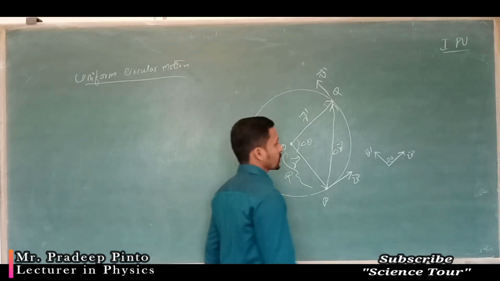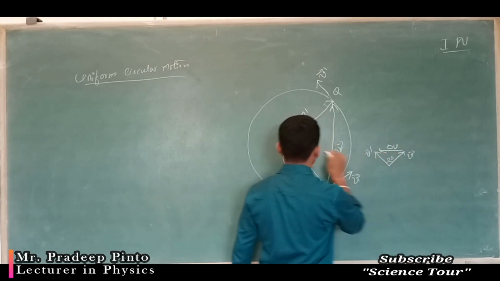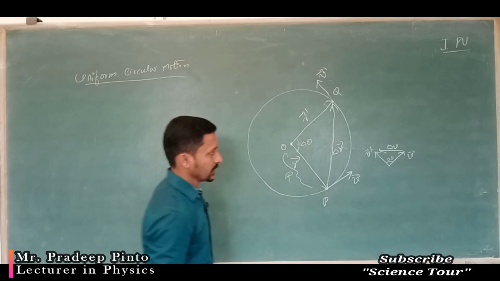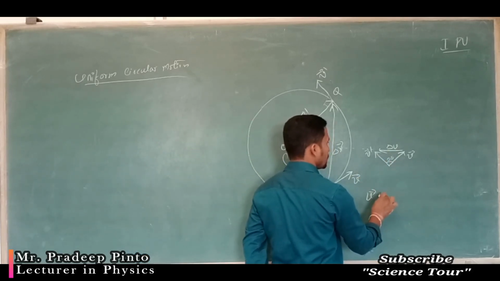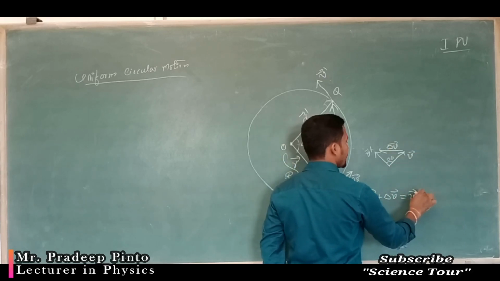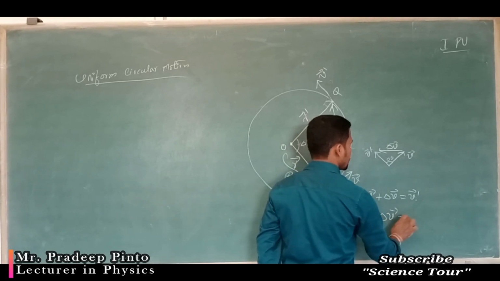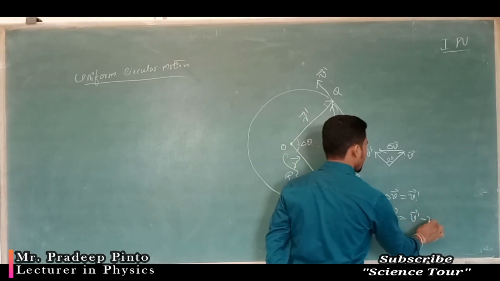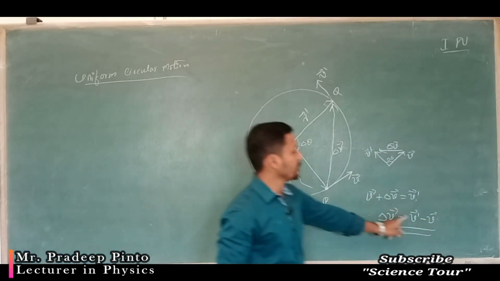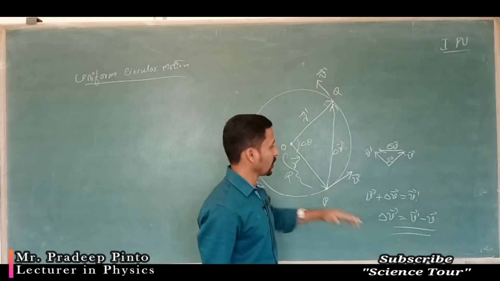Now V to V dash is changed, that becomes delta V, isn't it? Now from this you can write V plus delta V is equal to V dash, and delta V is nothing but V dash minus V, and that is what we needed. Delta V is nothing but V2 minus V1. V2 is the second velocity, and V1 the first velocity.